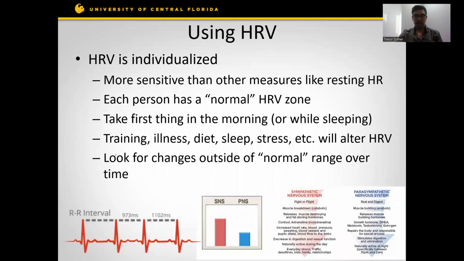Talk about that. So using this, right, heart rate variability, it's a little bit more individualized. So it's more sensitive than other measures like resting heart rate. So we can use heart rate variability to more efficiently, more accurately measure the overtraining effect on individual people. So each person has a normal heart rate variability zone. Take it the first thing in the morning or while sleeping. So you can take this at baseline and then take it as you're going through a training period or as you go through a season to modulate and monitor how your athletes are doing.